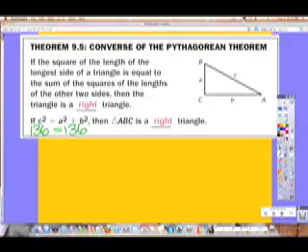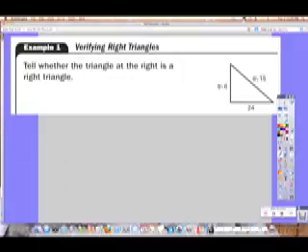Okay, strategy first. Again, guys, just looking at any triangle, how would you know which one to set up as the hypotenuse? Tyler, thanks for raising your hand. The longest one. The hypotenuse always has to be the longest.